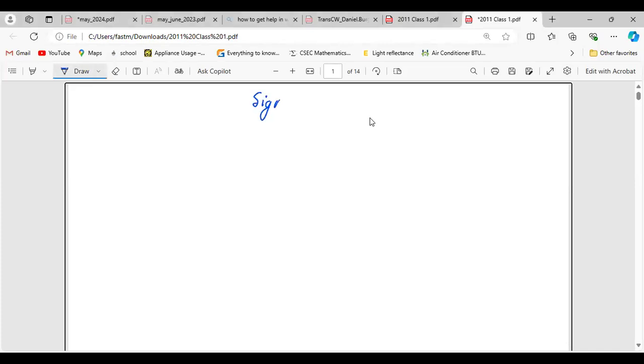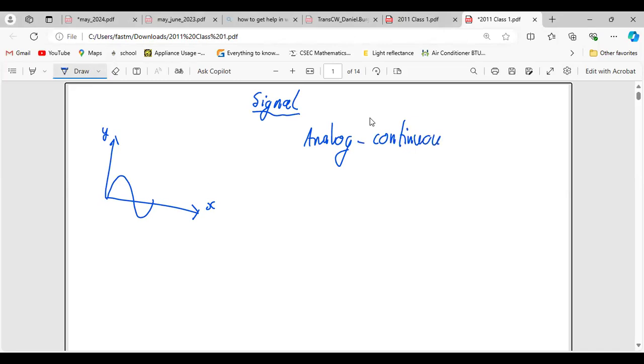All right, so signals. The first thing you need to know is what is a signal, right? So just back to the basics. A signal, you have a y-axis and an x-axis. A signal could be analog, or you might call it continuous, and it could be discrete. Those are the two main types of signals. You should know at least these two: analog, continuous, and discrete signals.